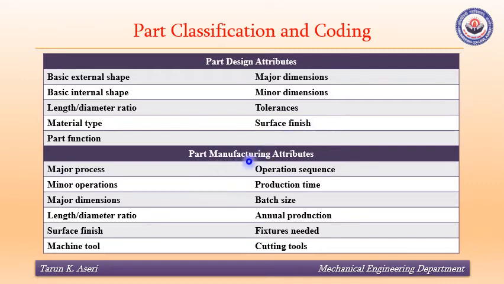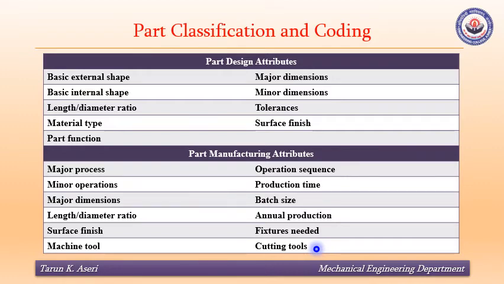Now, the second one is the part family based on manufacturing attributes. Again, the major processes and minor processes involved, the major dimension, the ratio of length and diameter, surface finish, what kind of machine tools are involved in making the part, operation sequence, production time required to prepare a part, batch size (small, large, very large), annual production required, fixtures needed in the manufacturing process, and the various machines and cutting tools required to prepare a part.